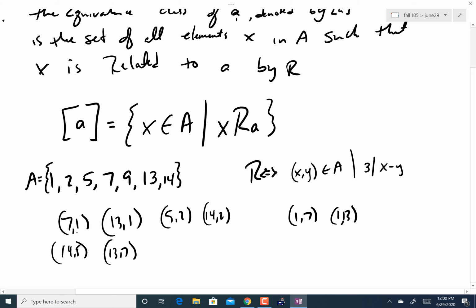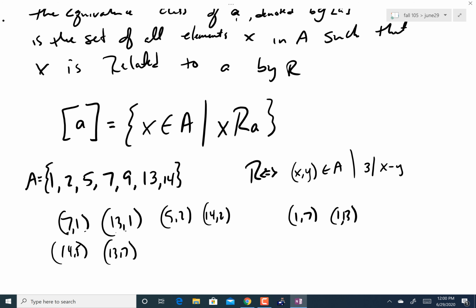1 and 7 work. 1 and 13 work. Does that mean that 13 and 7 works? It does. Does that work for all of them? No, it doesn't. So the transitive property fails here. Does that make sense? And so in this case, that wouldn't work for this equivalence class.